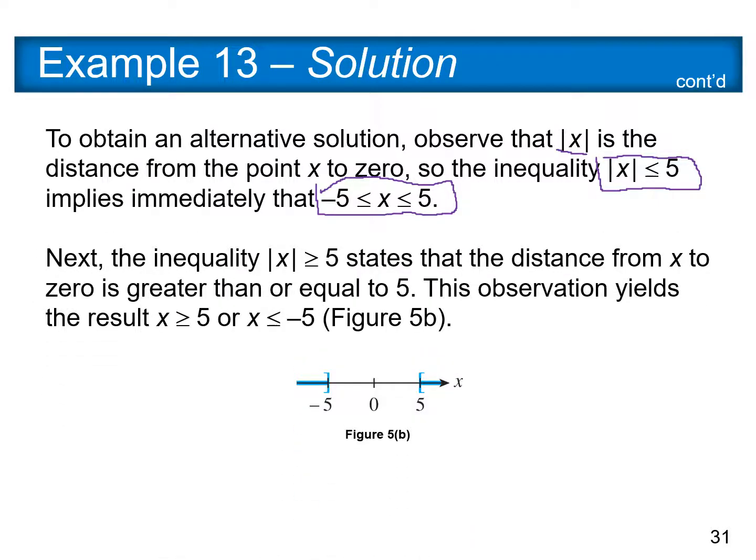So next, I have the inequality for when absolute value of x is greater or equal to 5. This states that the distance from x to 0 has to be greater or equal to 5. And by observation from the previous results, we see that our solution would be like this. Any number greater than 5 would be a solution. So in other words, my solution set is 5 to infinity in this right circle over here, and my other solution would be negative 5 to negative infinity, which is over here.